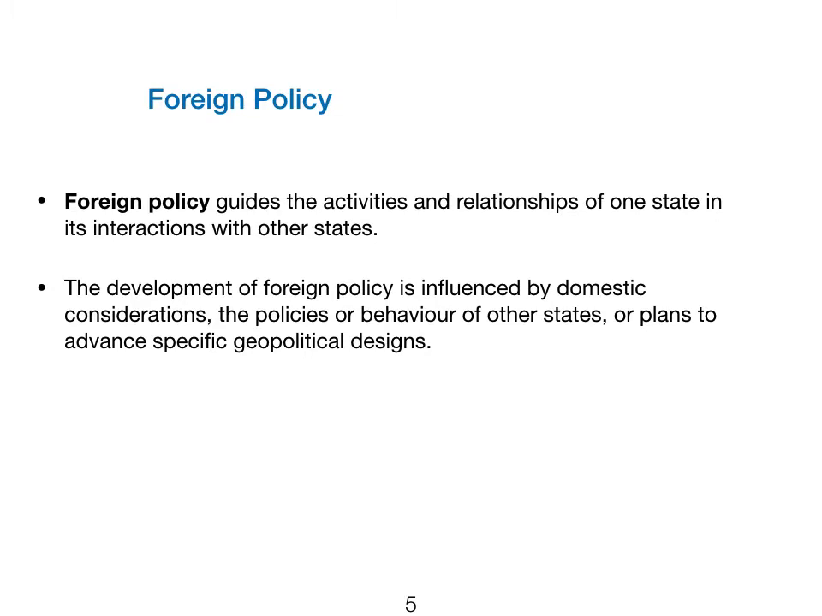It's a tool used by a particular country for dealing with the outside world in various areas such as security, economy, trade, commerce, culture, and technology. These are the key points: security, economy, trade, commerce, culture, and technology. So, this is what foreign policy is all about.